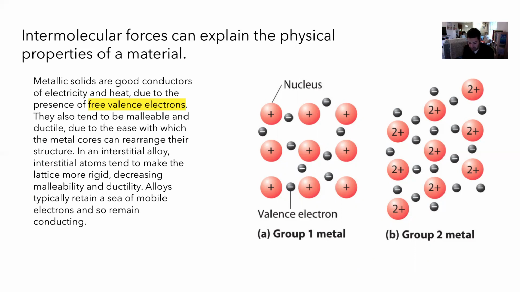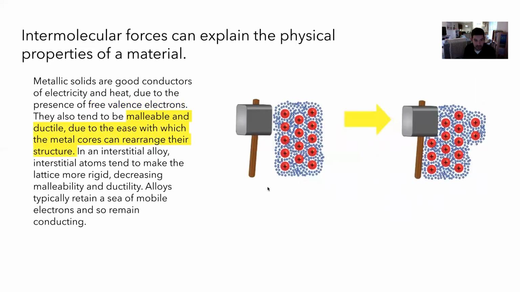Now, none of the metals on their own are electrically charged because they do have the electrons balancing out the positive charges of the nuclei. But they can conduct electricity really easily because of those electrons being free. Now, they tend to be malleable and ductile.